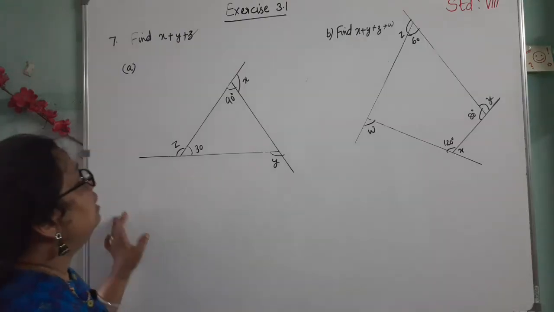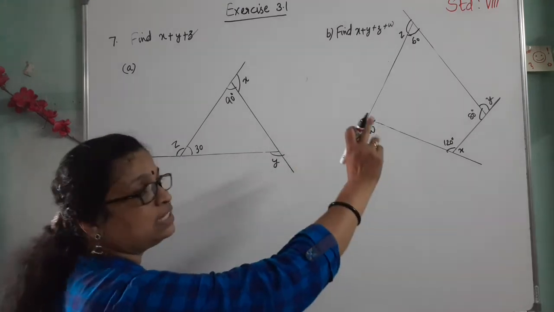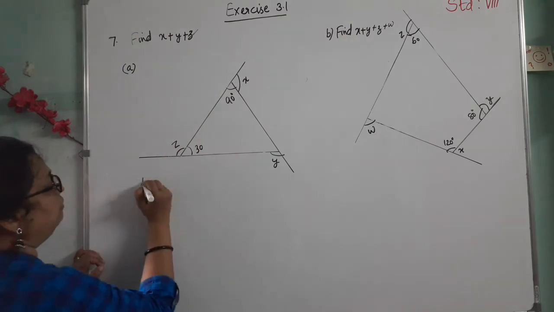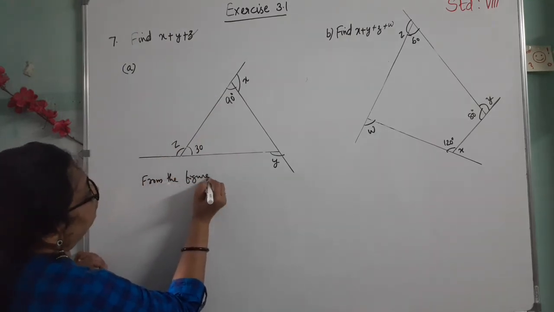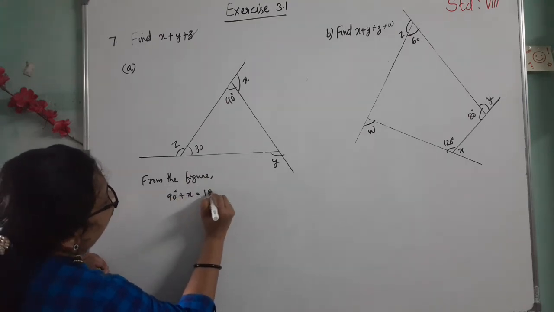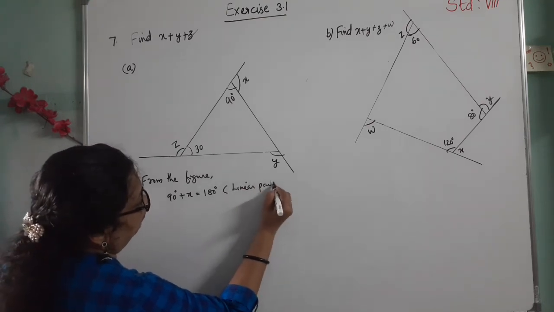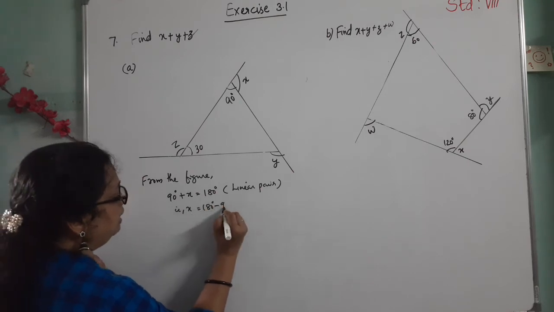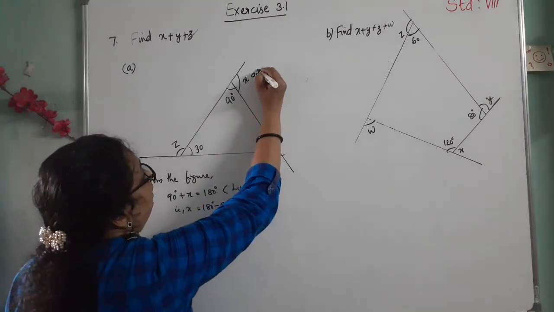And the last question, in this figure find x plus y plus z, and here x plus y plus z plus w. Here 90 and here x. So from the figure we can write, 90 degrees plus x equals 180 degrees, that is a linear pair. That is x equals 180 degrees minus 90 degrees, equal to 90 degrees. So this also is 90 degrees.